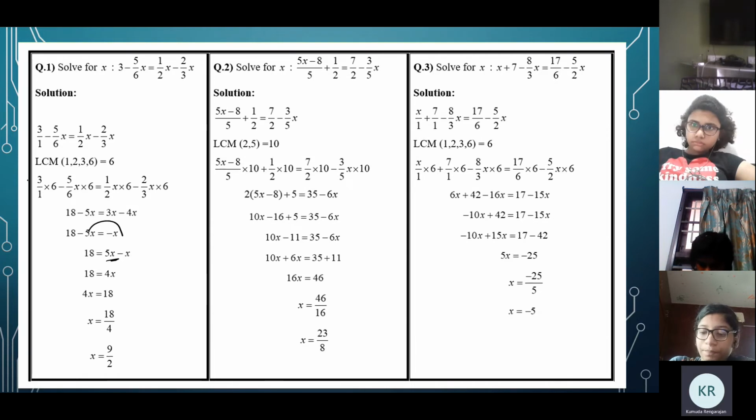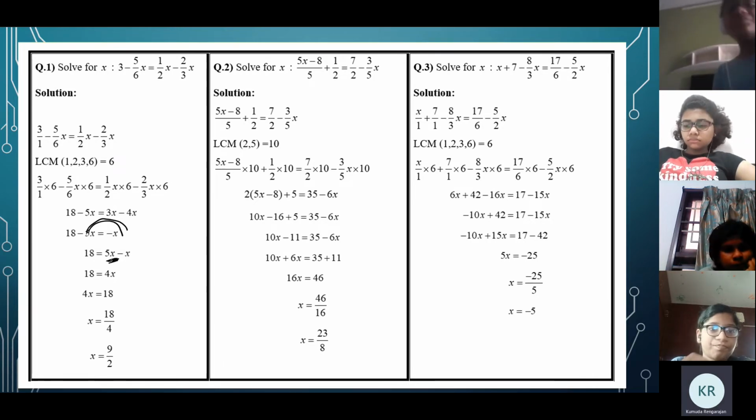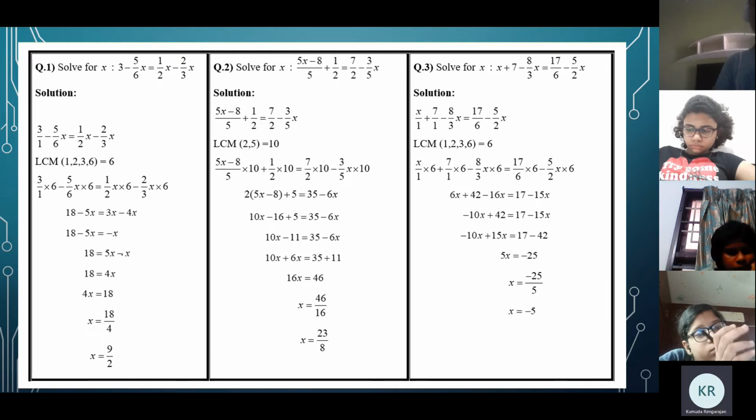Yes, thank you, children. Transpose minus 5x. Transpose, so it becomes plus 5x. Can you see here? Plus 5x here, and minus x, which is already there on the right hand side. Is this step understood, children?